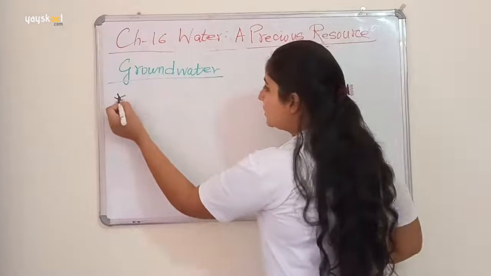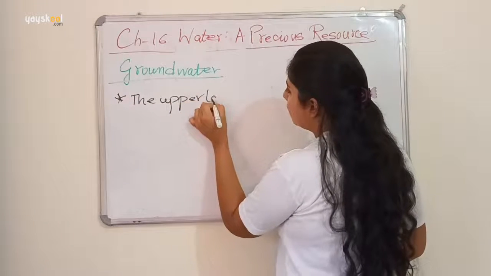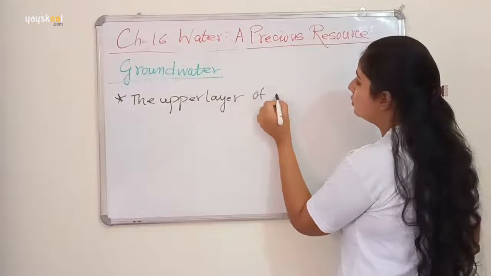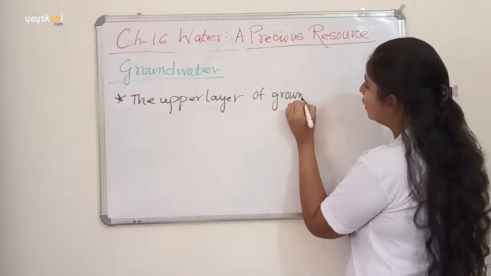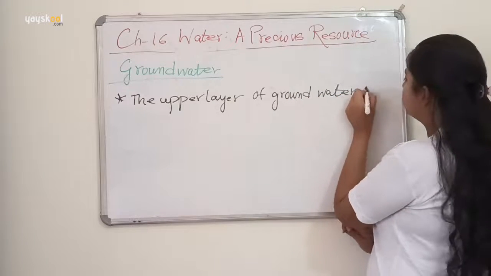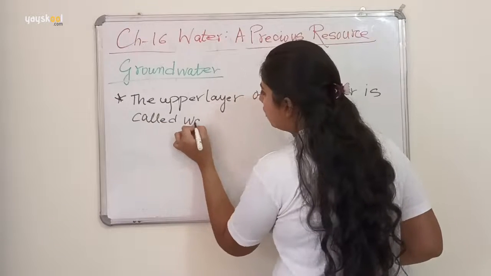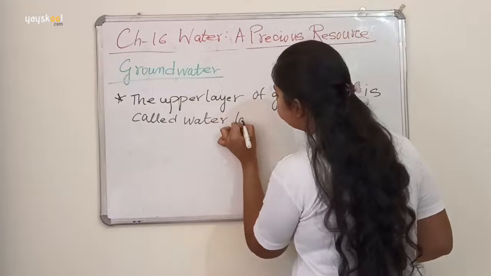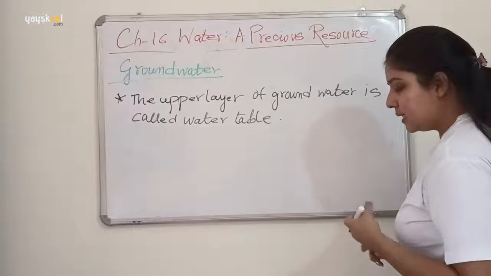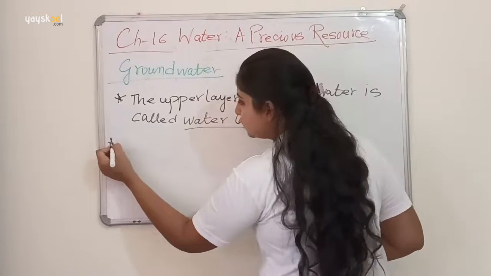Let us quickly write it down. The upper layer of groundwater is called water table. Alright? The upper layer of groundwater is called water table. This is the first term. What is the second point?